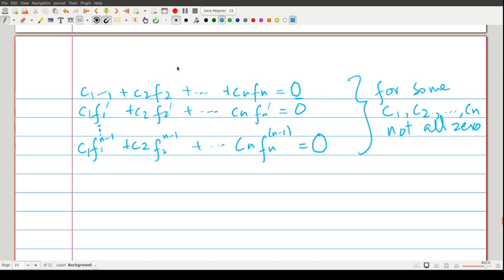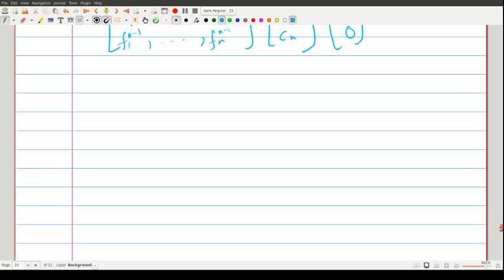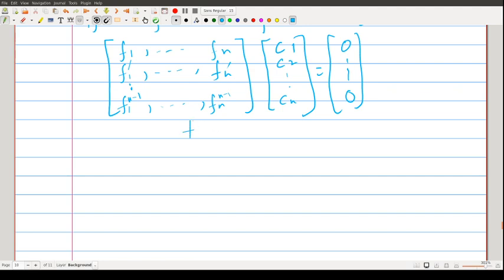And we just have to do one thing. We just have to view this as a matrix vector product. So if I write this as F1 dot dot dot Fn, F1 prime dot dot dot Fn prime, and up until I differentiated n minus 1 times, Fn (n minus 1), I'm writing this as a matrix vector product. So the matrix has these entries and the vector is simply C1, C2, Cn, equal to 0, 0. And what you have is in fact a homogeneous system.